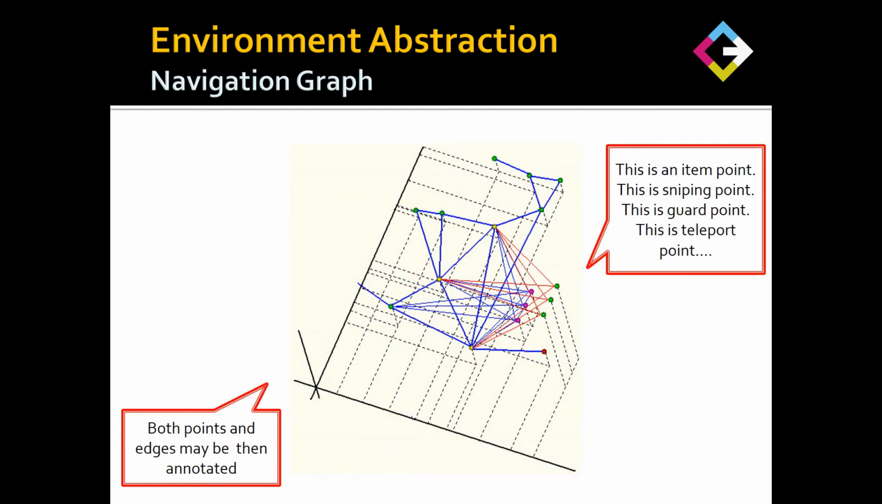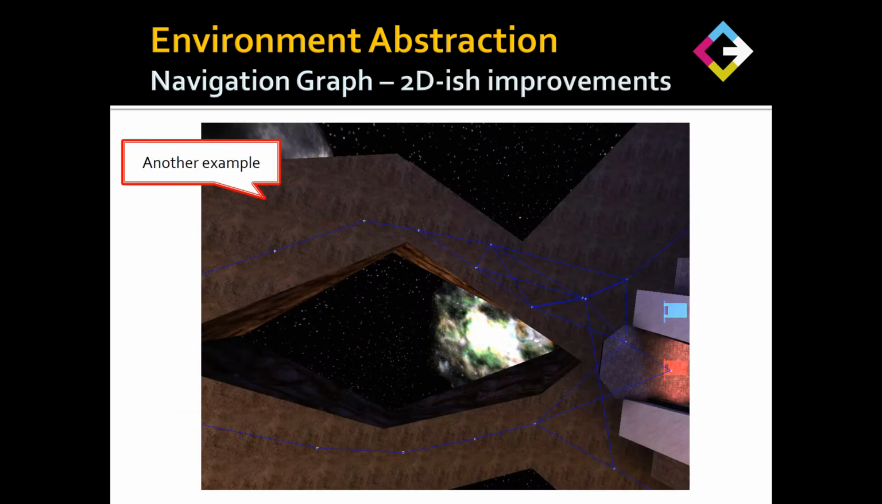Luckily, we can annotate the points and links with more information, which could give us additional spatial information or gameplay information, like this is a good place for a sniping point, or this is a place where a rocket launcher is respawned, or this is a point you need to guard if you want to prevent enemies entering your fortress. This is a teleport that leads somewhere, and so on.